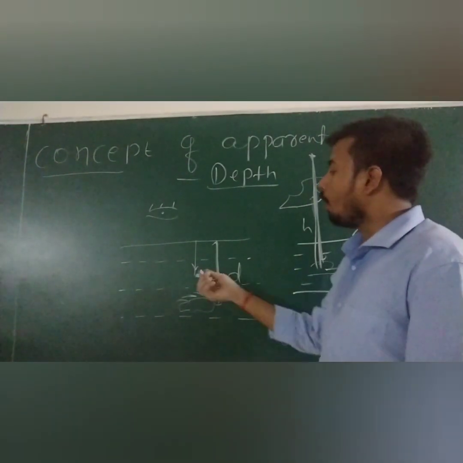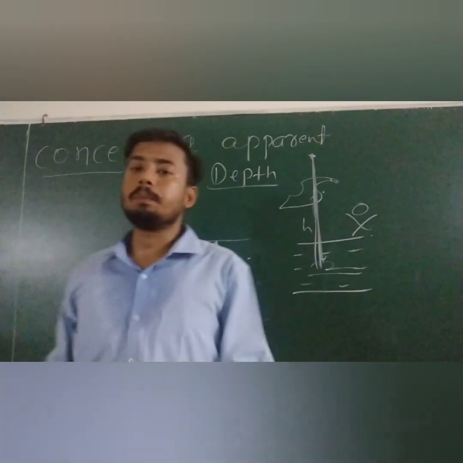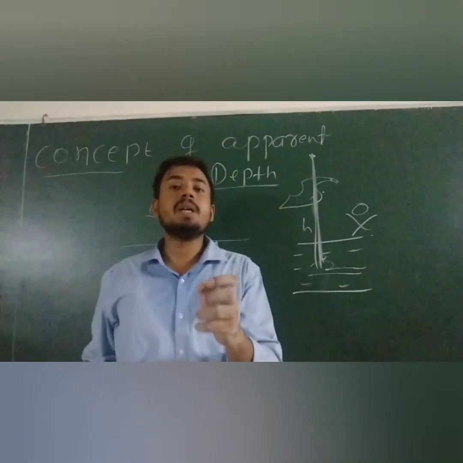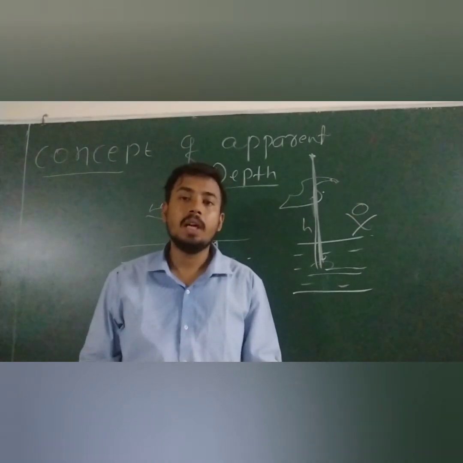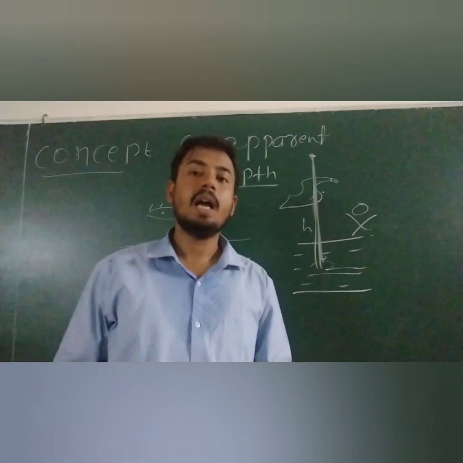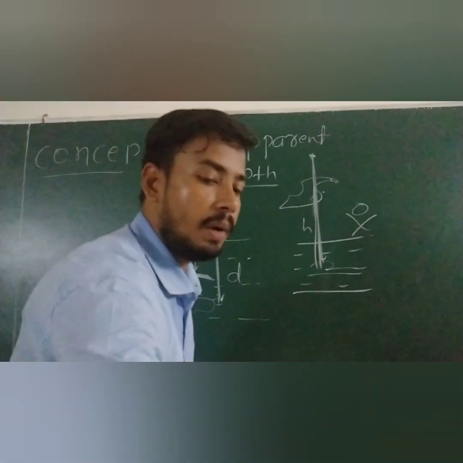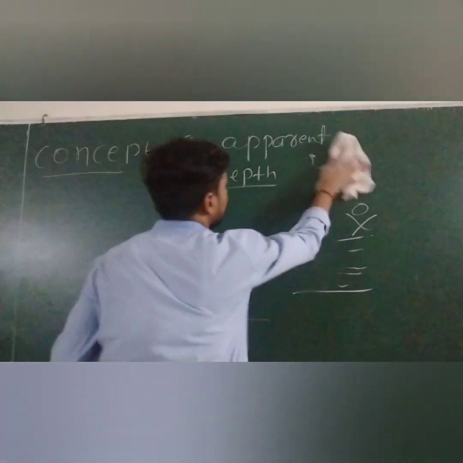This happened because of the phenomenon of refraction. So what does apparent depth mean? Any height which appears to the observer due to the phenomenon of refraction, due to the different medium, is called apparent height, apparent depth. Done, buddy? So can I write? Okay, see, I am writing here.